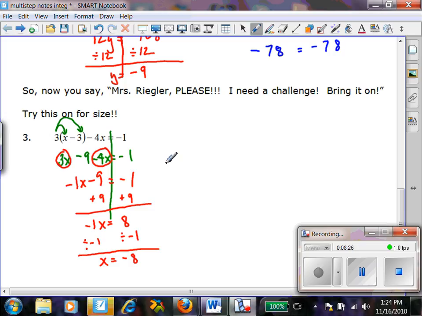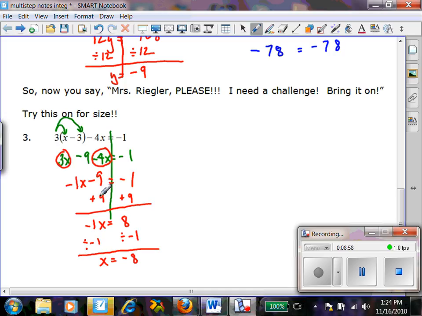All right, let's see how we did. So first of all, you should have distributed your 3. So you got 3x minus 9. And then the 4x is not in parentheses, so you just bring that down. So you bring down your minus 4x. And then remember, we are not done simplifying because we have like terms that can go together. So I'm going to take 3x, take away 4x, so I have negative 1x minus 9. And now it's totally simplified, so now we start solving.